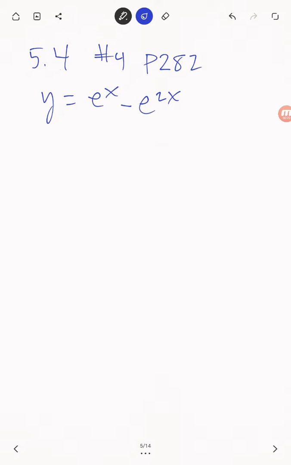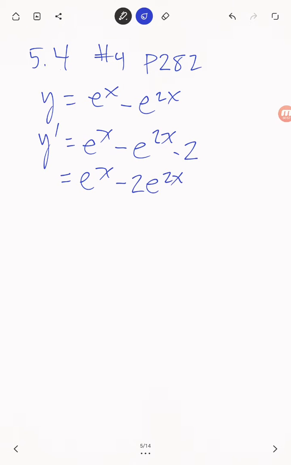So we should recall that if we want to find local maximum or minimum values, we need the first derivative, always. Derivative is the first thing we'll do, which would be e to the x minus e to the 2x times 2. Chain rule on that one. Let's just clean it up a bit. e to the x minus 2e to the 2x.